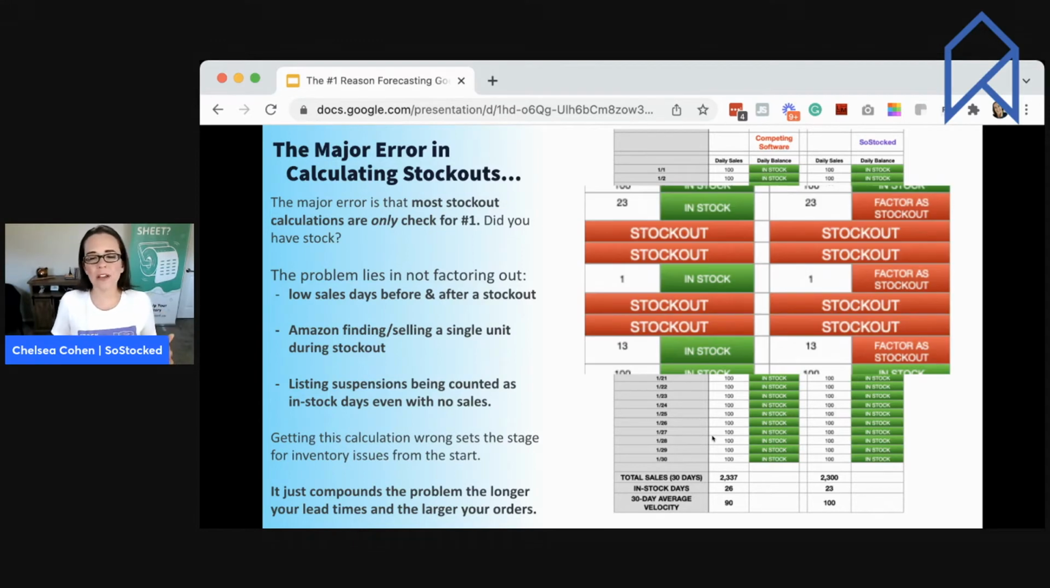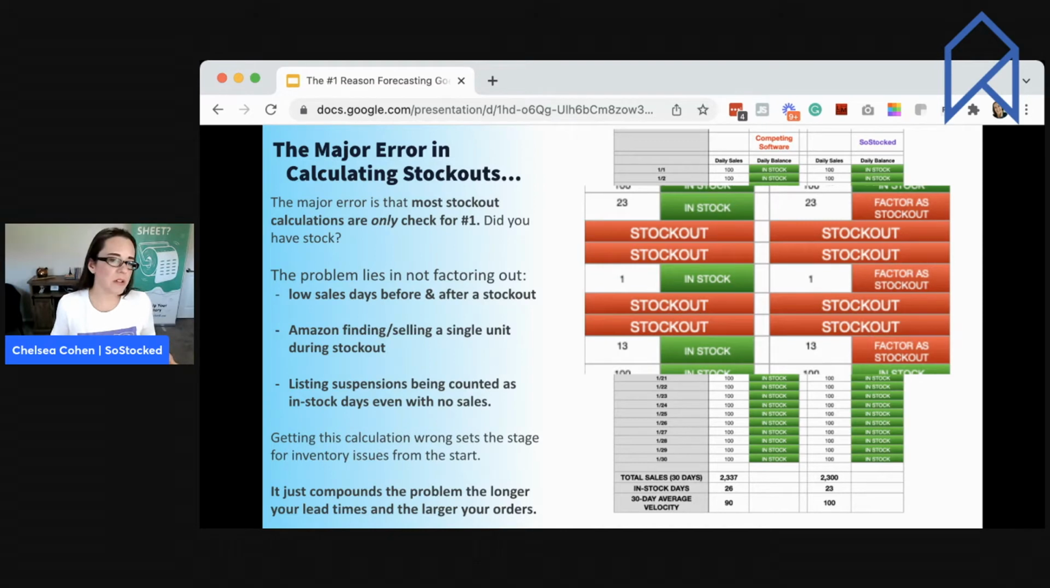On the left, we have the competing software. On the right, we have SoStock. So the sales velocity for this product is 100 units a day. With the competing software, they are looking at days when you had 0 sales as stock out. However, before the stock out, there was a day of 23 sales only versus the normal 100. So 23 sales were made and then it was stock out. However, that is being considered by competing software as a fully in stock day.